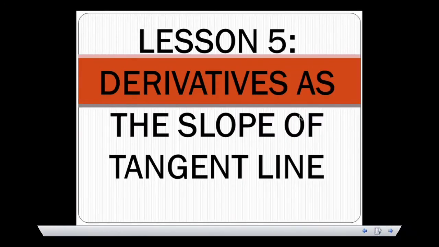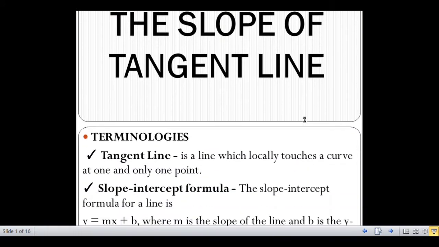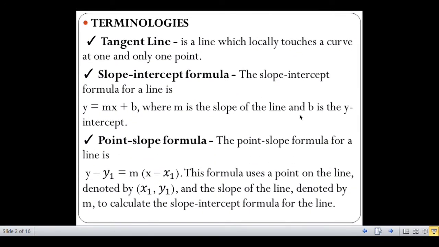Class, for today's lesson, we're going to discuss Lesson 5 for Basic Calculus. Lesson 5, the derivatives as the slope of tangent line. Okay, so we have the following terminologies. First, we have tangent line. It is a line which locally touches a curve at one and only one point.